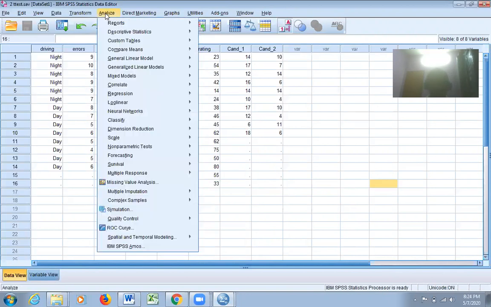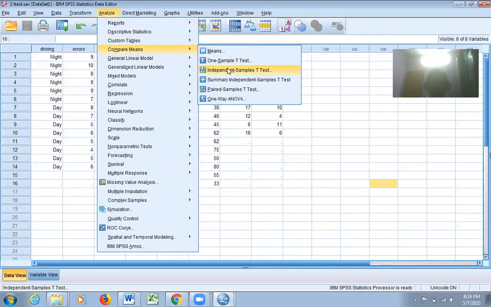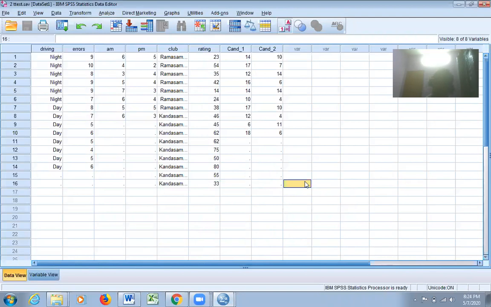They are available under Analyze, Compare Means. Under Compare Means you have the independent sample test and the paired sample test. I think you are clear with these two tests. These sample SPSS files will be given to you so that you can try working on these two files in the days to come.